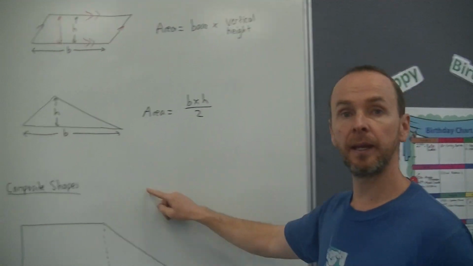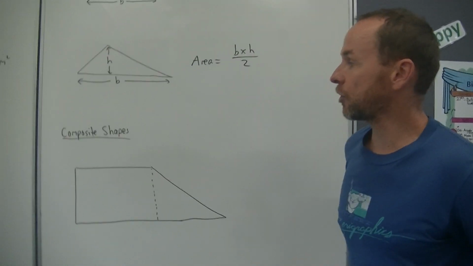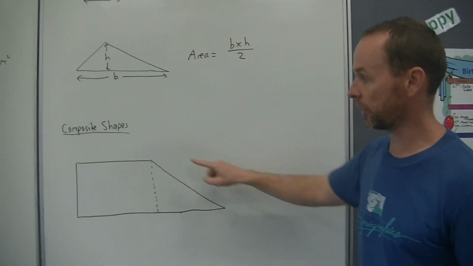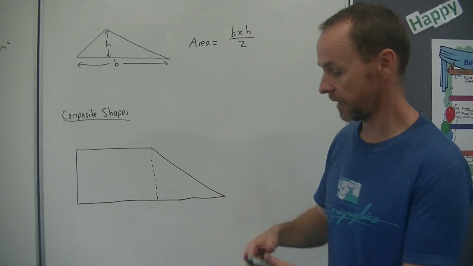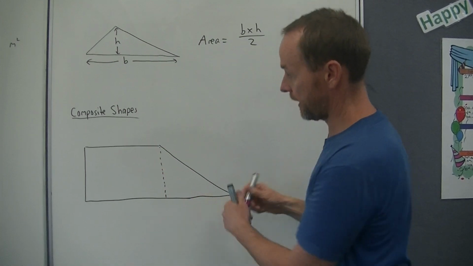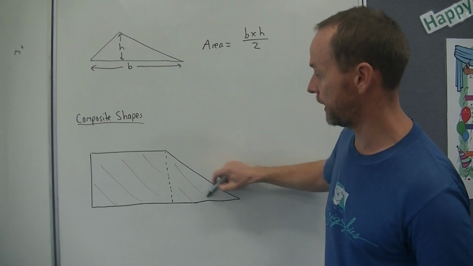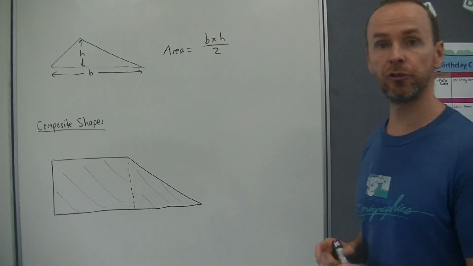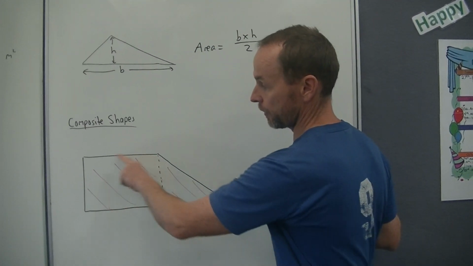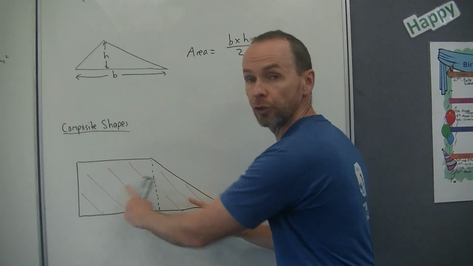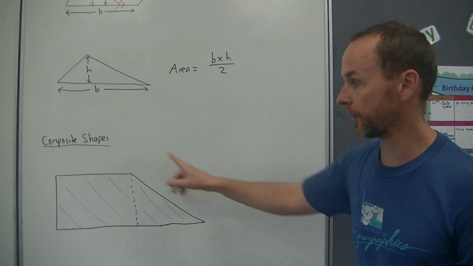And the last bit here is a little bit harder for year 8 stuff, is composite shapes. So a composite shape is just one big shape made up of 2 simple shapes. So here you can see we've chopped it down there. We've got a rectangle here, and we've got a triangle here. So the way you can work out that is 2 different ways. Work out the area of the rectangle, and then the area of the triangle separately, and add the 2 together. And then you've got the area of the whole shape.